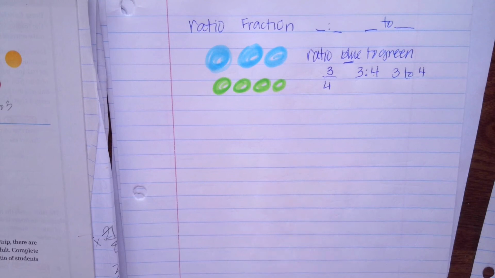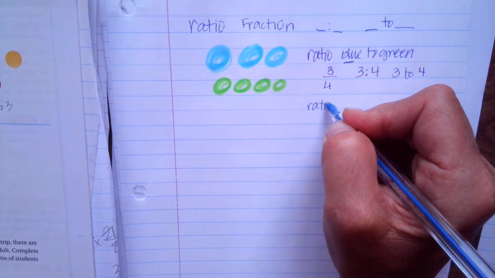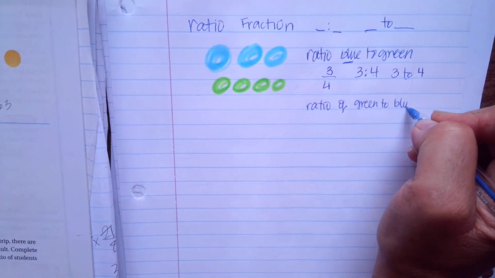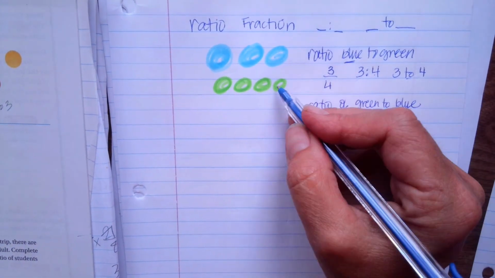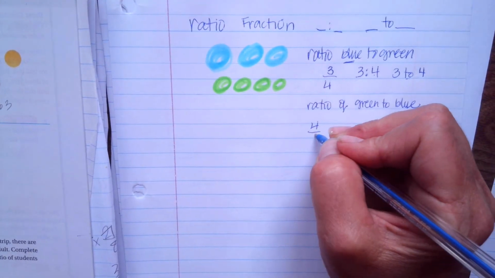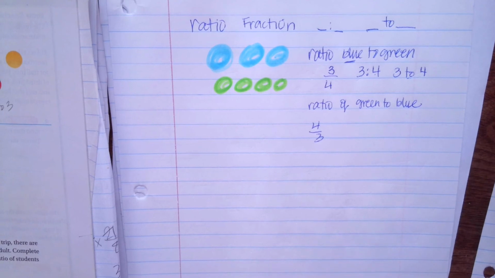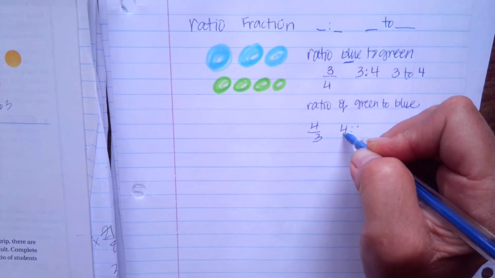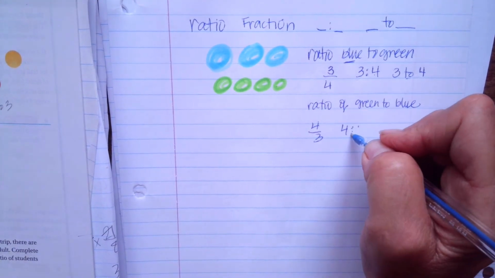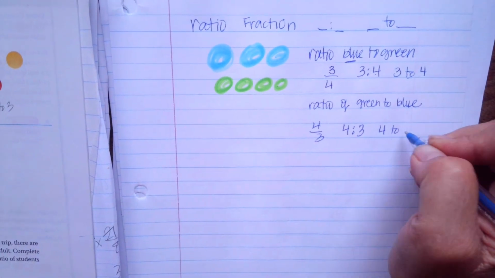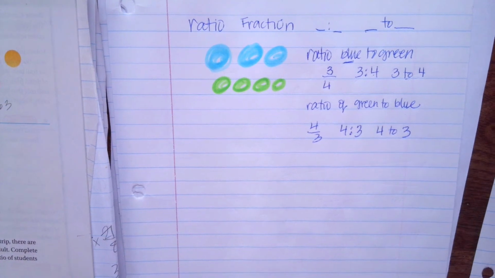If I said what is the ratio of green to blue, then I would do green first, which is 4, and blue second. So my numerator would be 4, and my denominator would be 3. My 4 would go first, and then my colon, and then 3, and then my 4 would go first to 3, like that.